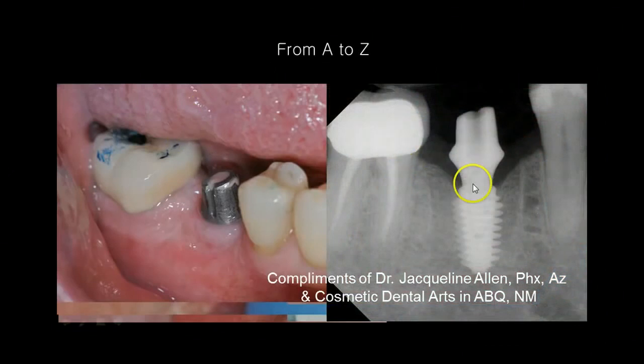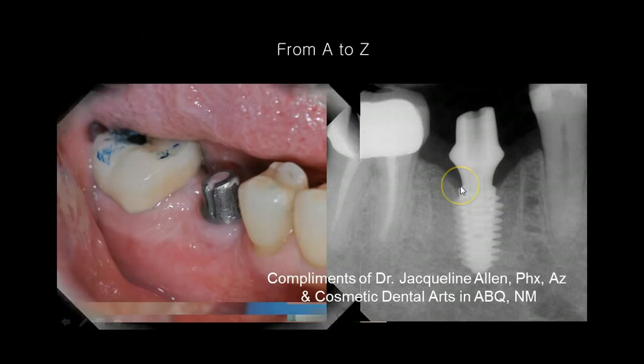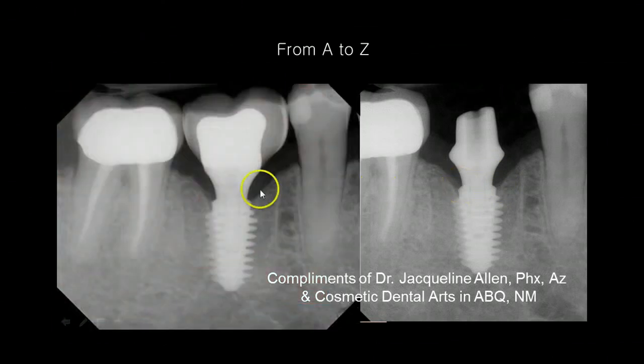Now again, here's a great x-ray, compliments of Dr. Jacqueline Allen in Phoenix, and the restoration was done by Cosmetic Dental Arts in Albuquerque, New Mexico. Again, you can see the height of gingiva there. Beautiful, again, super keratinized gingiva. Nice. The bone is exactly where we left it, except for that little area there, which you're going to remodel right to the top of the implant, which it did, as you can clearly see. And there's a final restoration in place.